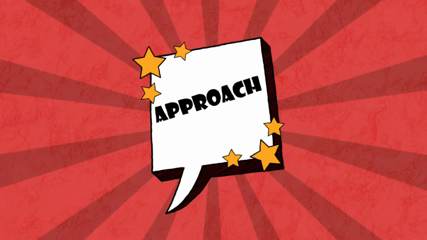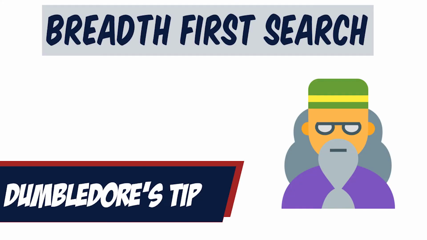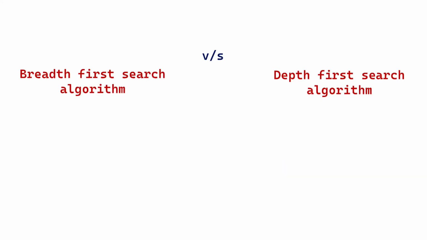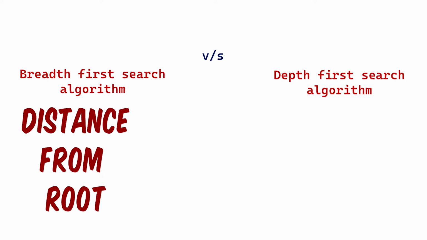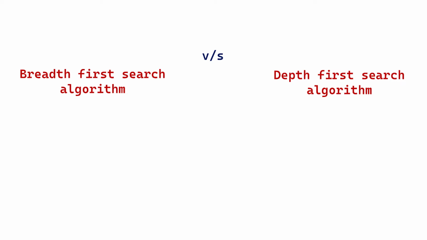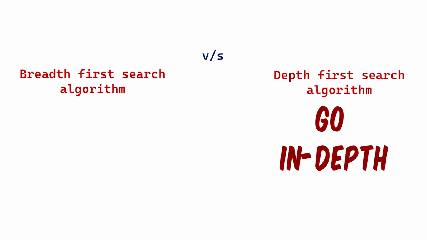Coming to the approach, let's try to solve this problem. We will be using the breadth first search approach. The BFS looks very similar to the depth first search algorithm. The primary difference is we use a breadth first search when we are trying to find the distance from the root because of how the algorithm is designed. And DFS is used when we are trying to go in depth and trying to explore more things.